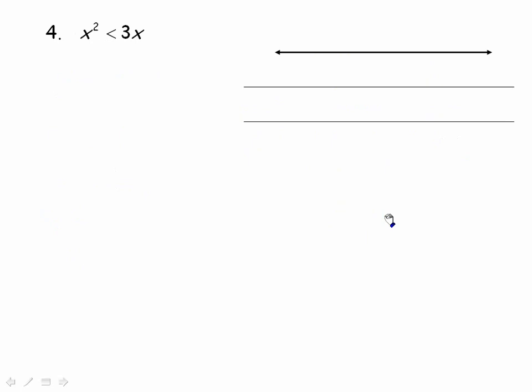X squared is less than 3x. This one isn't anything too remarkable. Only thing to be aware of with this question is that it is a slightly different looking quadratic. You bring it over to one side. Make sure you factor it properly by taking out a common factor. So x times x minus 3 is less than 0.